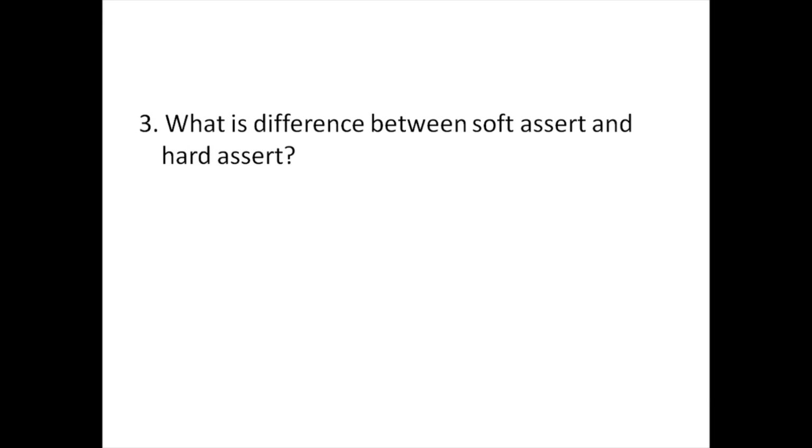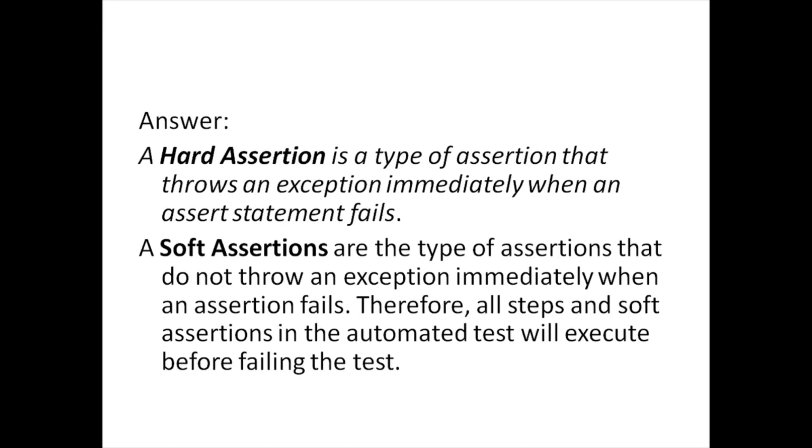Then, what is the difference between soft assert and hard assert? Assertions are statements that we use in our program, and they are of 2 types: hard assertion and soft assertion. A hard assertion throws an exception immediately when an assert statement fails. But soft assertions do not throw an exception immediately when the assertion fails. Therefore, it will perform all the steps, and the soft assertions in the automated test will be reported before failing the test.